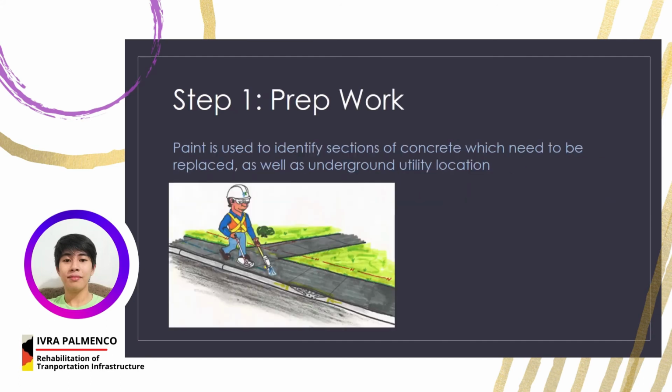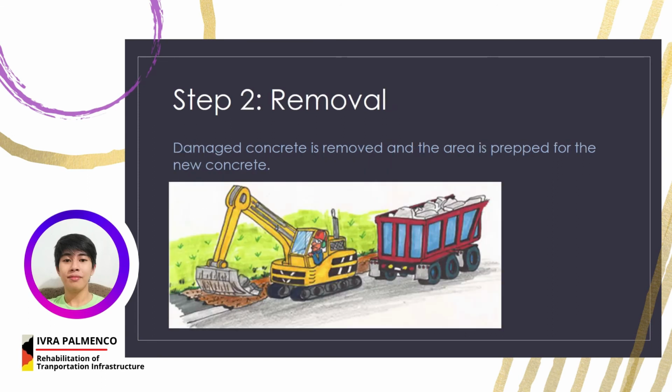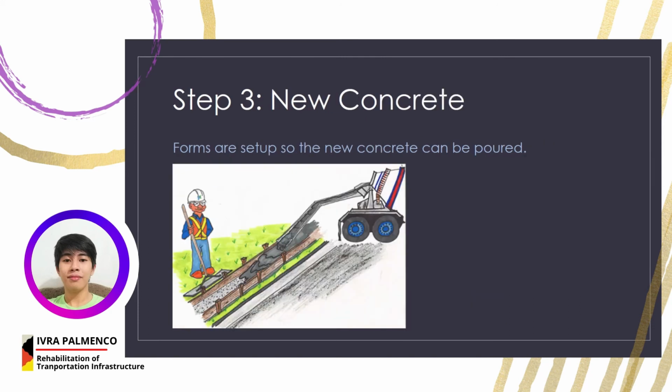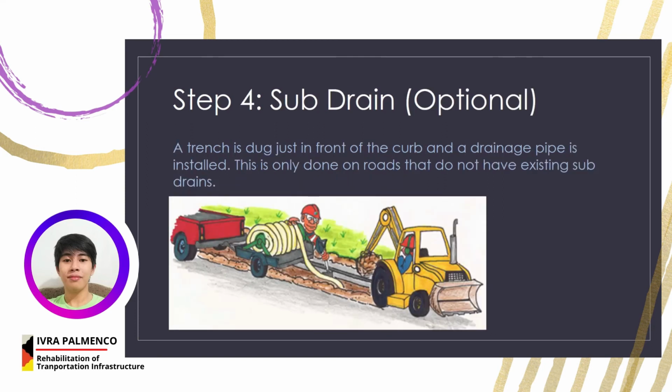For Step 1, prep work, sections of the concrete pavement or road are marked with paint in order to identify which parts are to be resurfaced, as well as to indicate the presence of underground utilities or other unknown important facilities. After identifying which parts are to be replaced, the marked sections are then removed to prepare the affected areas for the new concrete. The new concrete is then poured onto the formworks placed by the construction workers, filling the molds entirely. As an optional step, the installation of a subdrain may be included depending on the original subwork.